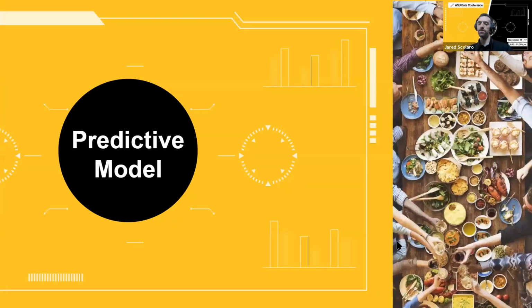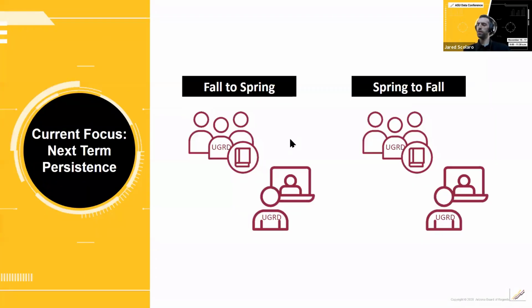And there are a lot of different aspects or components of actionable analytics, and Phil talked about those more in his presentation on the first day. But in this presentation, we're just going to focus on the predictive model, which is just one thing that actionable analytics does. So the predictive model is trying to predict next term persistence.